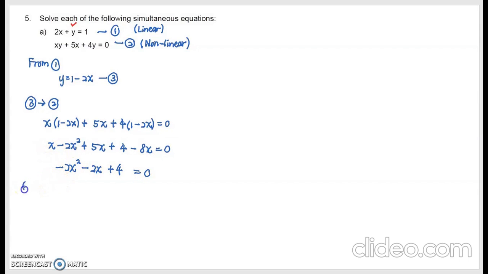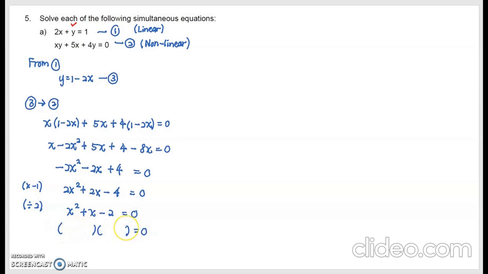So what we do is we multiply by negative 1. So I should have positive 2x squared plus 2x minus 4 is equal to 0. So 2, 2 and negative 4 are multiples of 2. So next I will divide by 2. Here I should have x squared plus x minus 2 is equal to 0. Then we try to factorize.